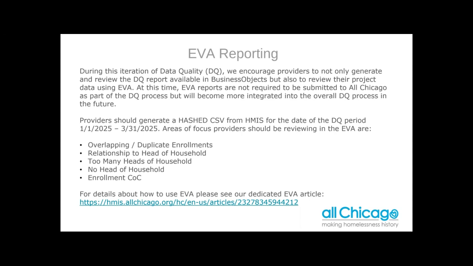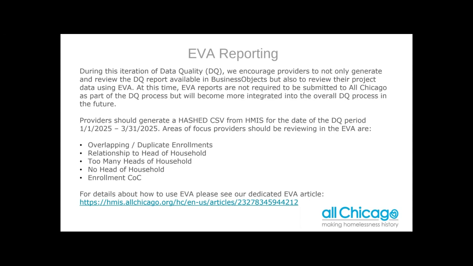If you're running EVA reports for your whole agency, for example, if you have 4 or 5 permanent supportive housing projects or emergency shelter projects, it might make sense to run all of those projects together in one EVA report just to see if you have any overlaps between those emergency shelter projects at your agency. But if you're running them just as individual projects, there could still be cases where a client was enrolled in your project more than once. And this would help identify those things.